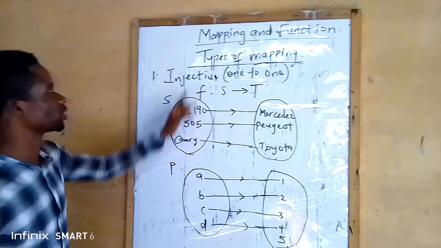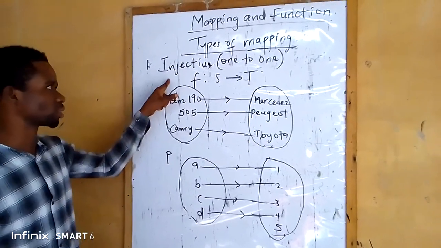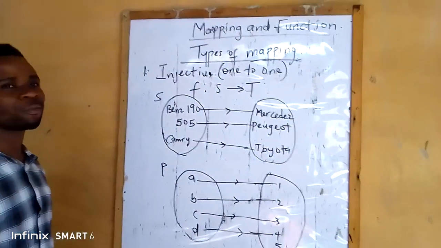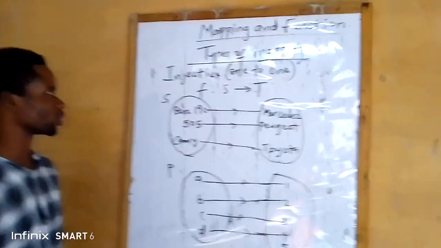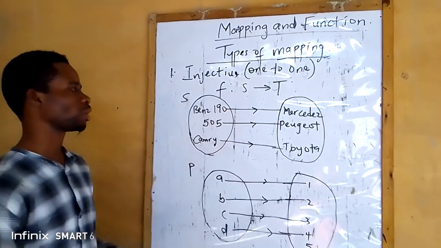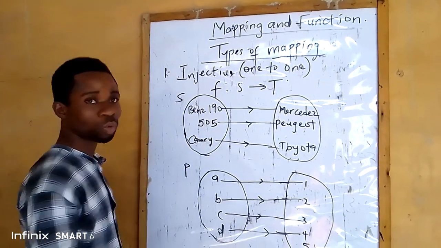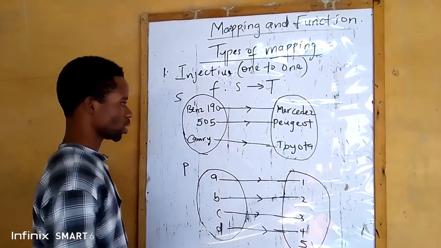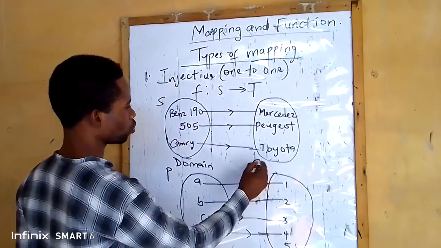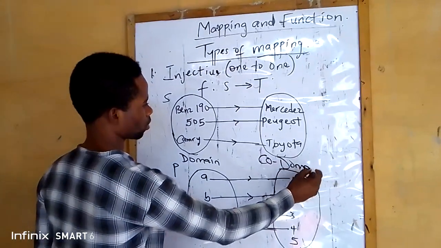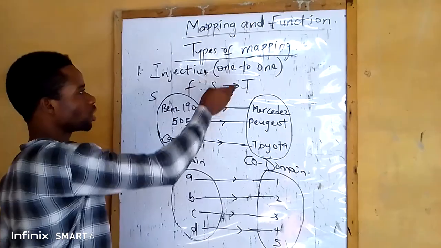Now today we are talking about the types of mapping. The first type of mapping is called injective, and another name for injective is one-to-one. Injective is one-to-one. We are talking about two sets, the set X and the set T. X will be our domain, and T will be our codomain, and the function is of X in relation to T.